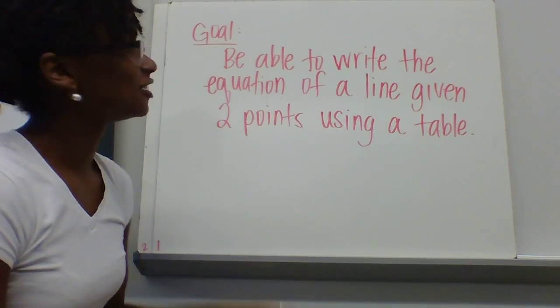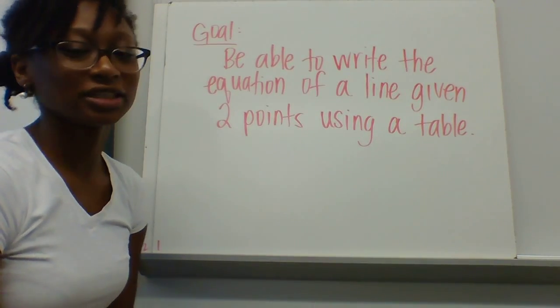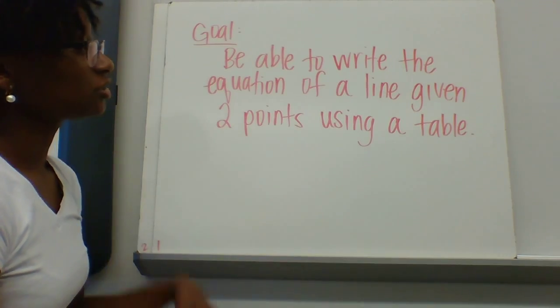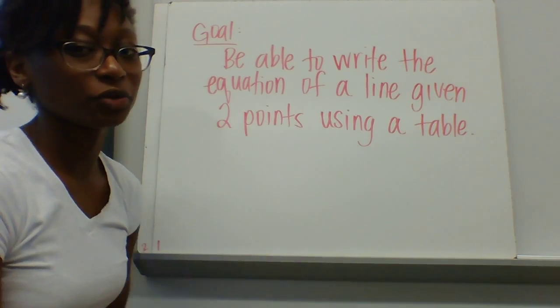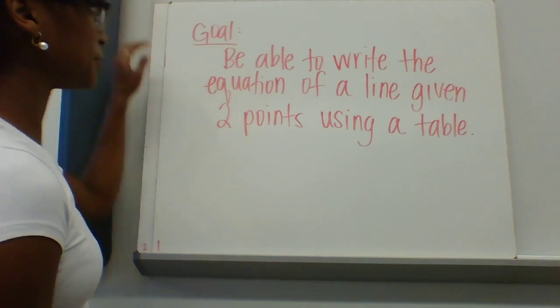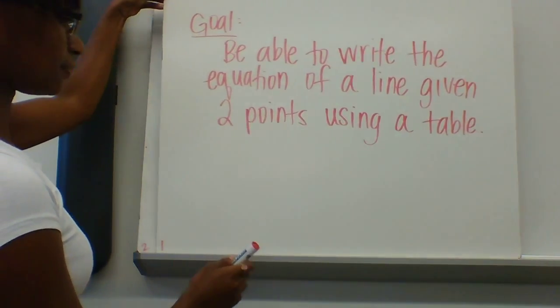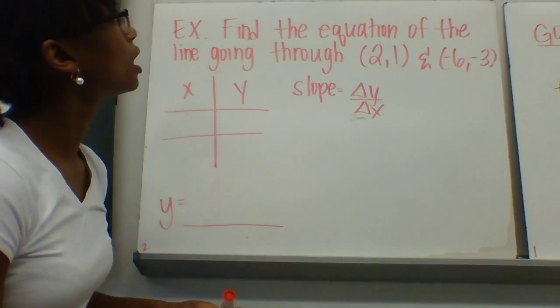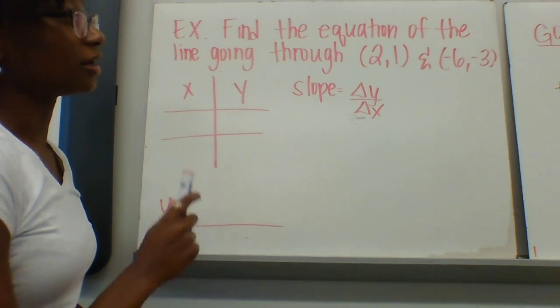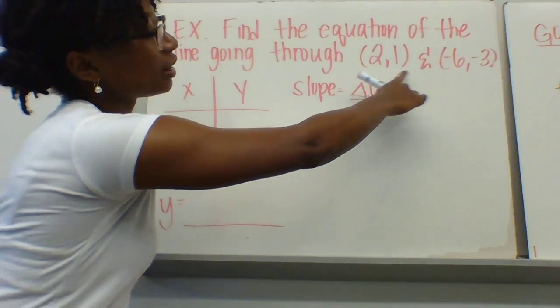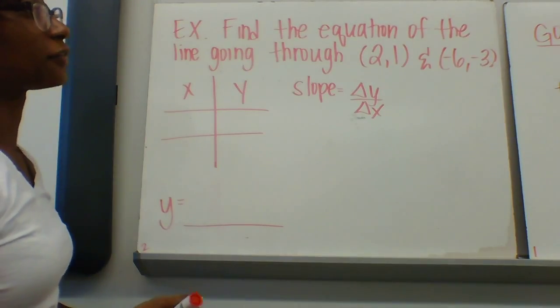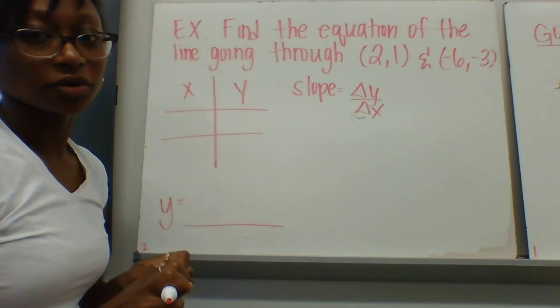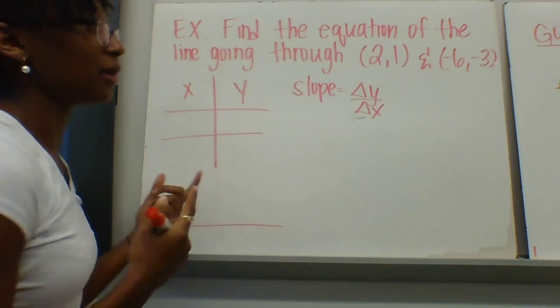The goal of this video is for you to be able to write the equation of a line given 2 points, but you want to be able to do this by using a table. So for example, find the equation of the line going through the point 2, 1 and the point -6, -3. Okay? So what I'm going to do is actually put those 2 points in my table.